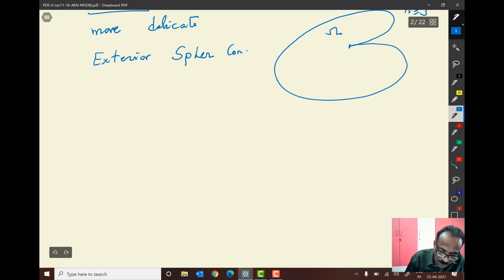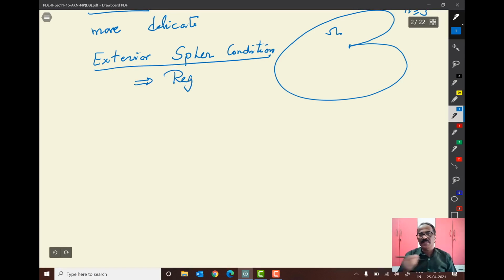This is much stronger. So if the exterior sphere condition is satisfied, then the exterior sphere condition implies regularity. So this is a more regular condition. As I said, there are various ways of defining regularity; basically this one, the uniform exterior sphere condition. Okay, so what is this exterior sphere condition?